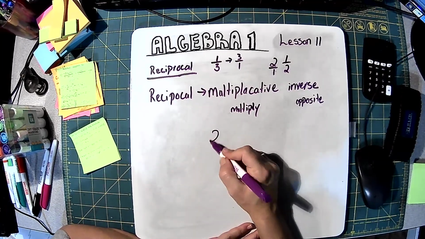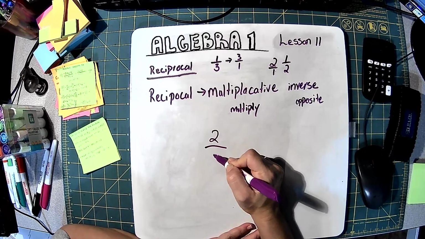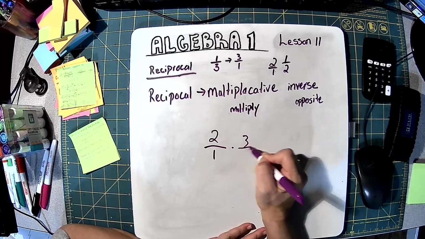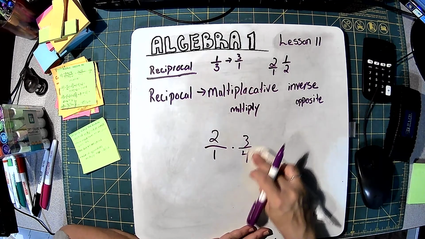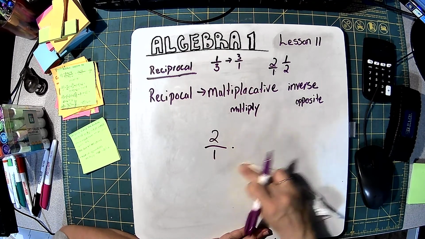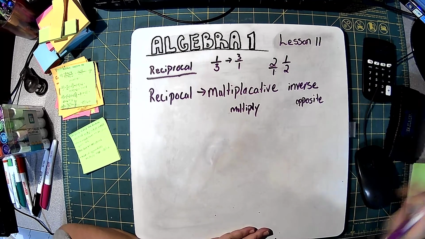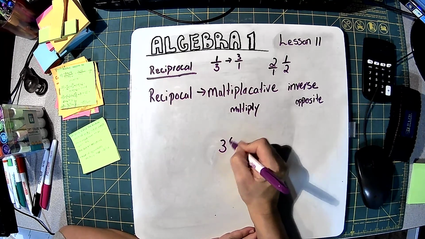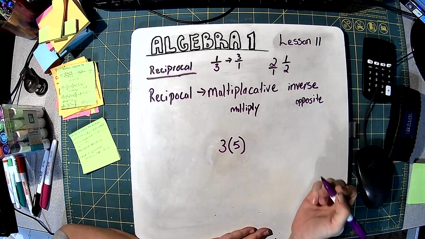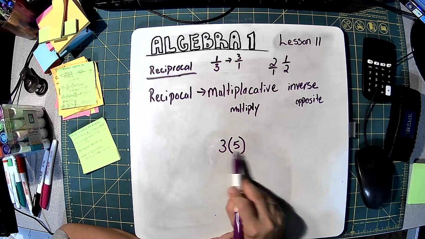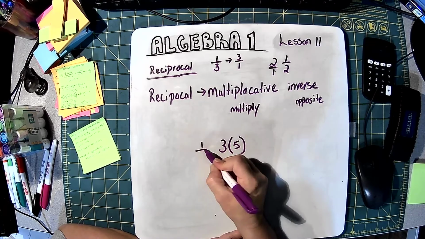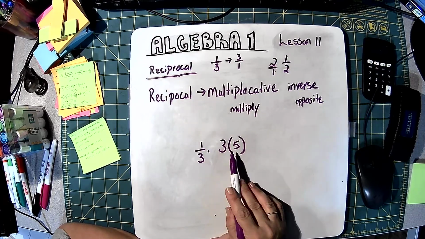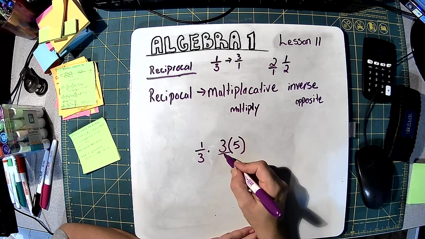When you multiply 2/1 times 3/4, what do we do to the second fraction? We flip and multiply. So flipping a fraction and multiplying it undoes that fraction. So let's say that we had 3 times 5. Well, if we want to undo this multiplication, we can multiply it by 1/3, because that really means divide by 3. See how these will cancel?